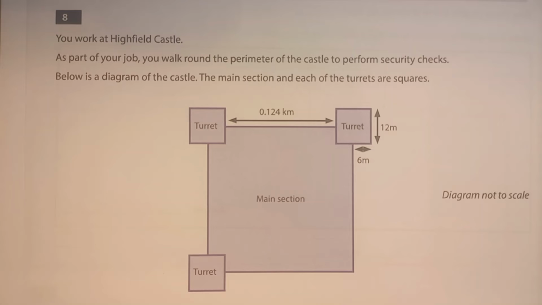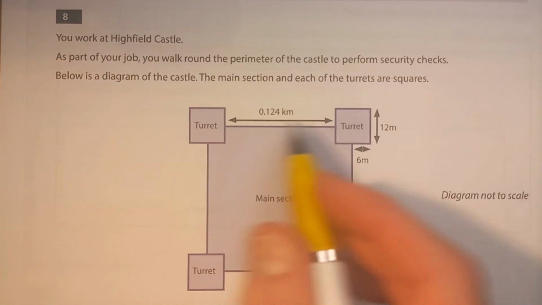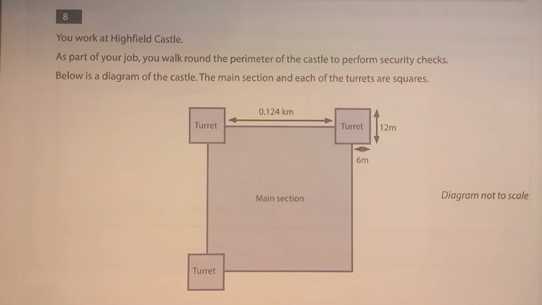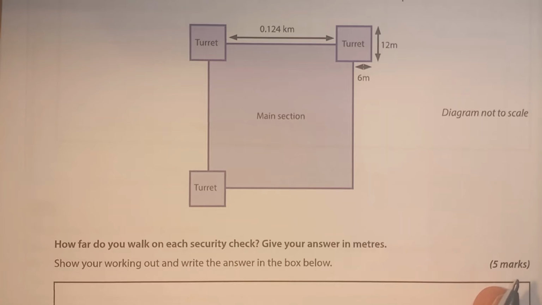Okay, question 8. You work at Highfield Castle. As part of your job, you walk round the perimeter of the castle to perform security checks. Below is a diagram of the castle. The main section and each of the turrets are squares. So big square in the middle and then 3 turrets here. And the question's just down here. How far do you walk on each security check? Give your answer in meters.